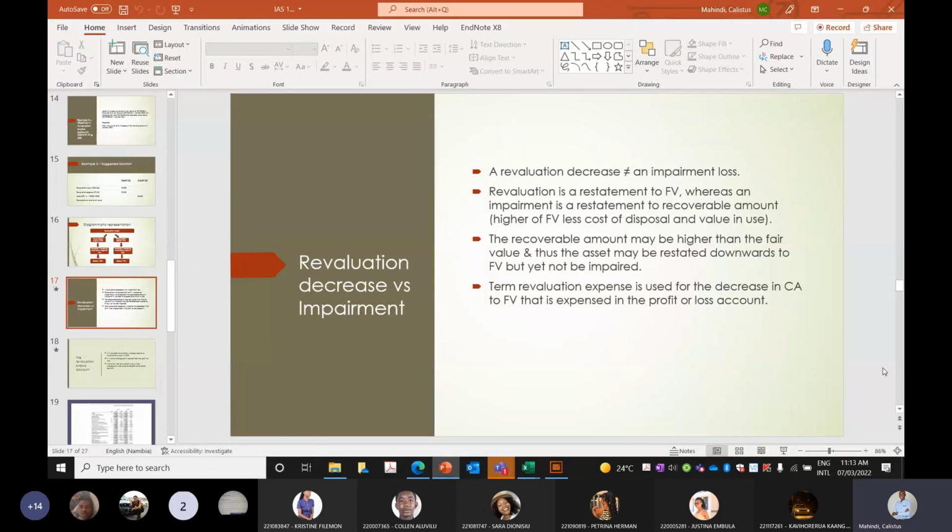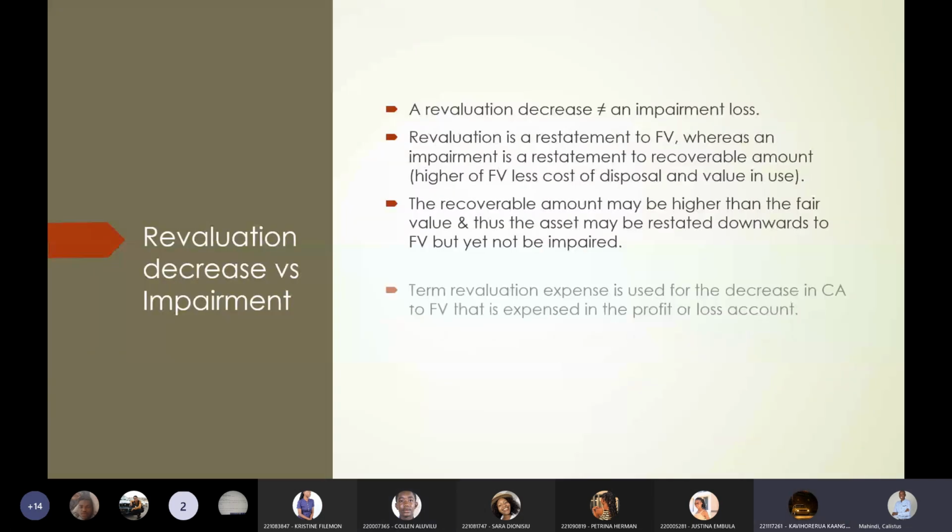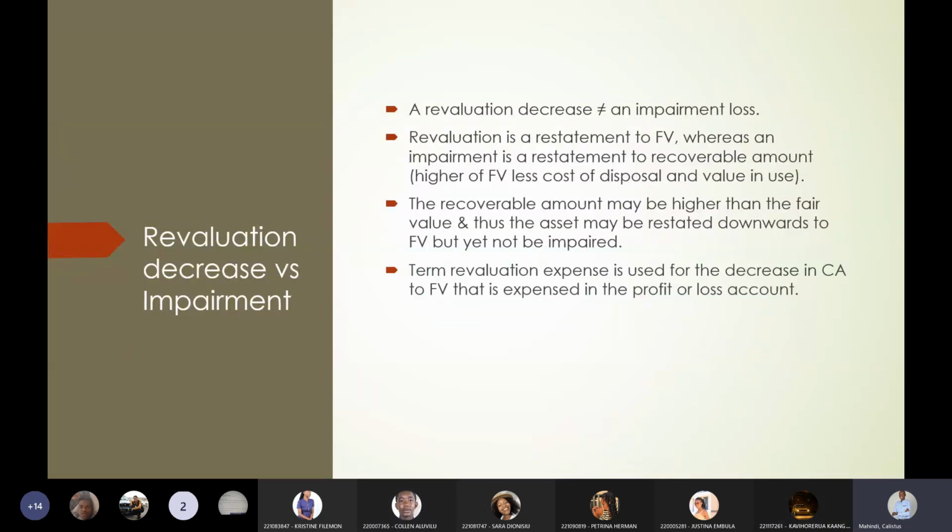We have instances where we have a revaluation decrease, just like the question that we just did. A revaluation decrease is not an impairment loss. We're going to deal with impairments in the 4th unit that we're going to deal with this year. A revaluation is a restatement to fair value, whereas an impairment is a restatement to recoverable amount. This might be confusing. You might wonder, what is fair value and what is a recoverable amount? The recoverable amount is the higher of the fair value less cost of disposal and the value in use.